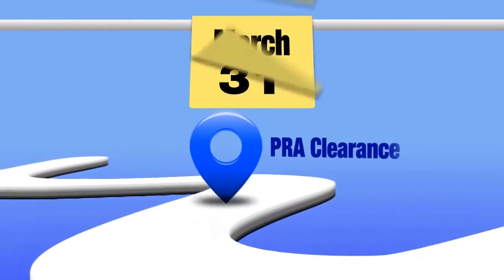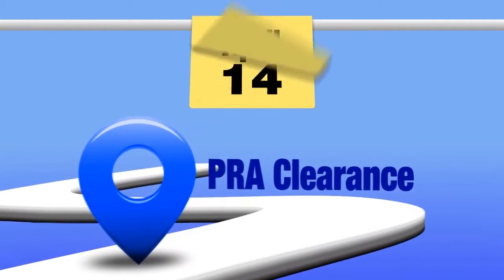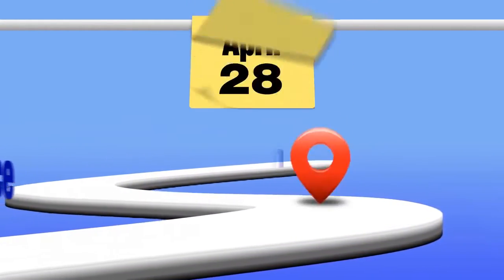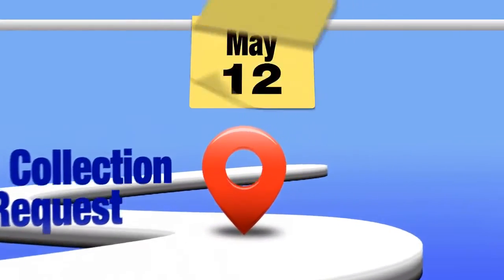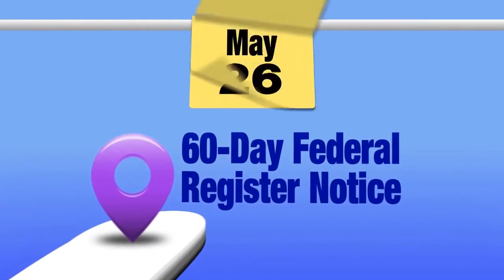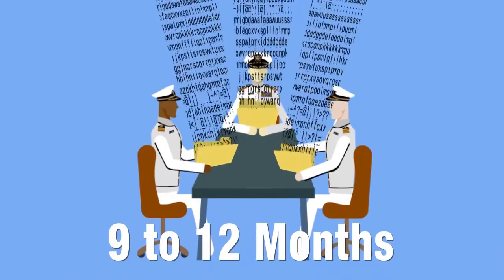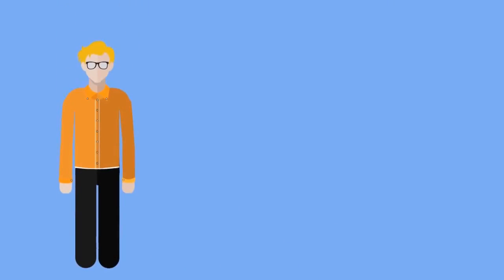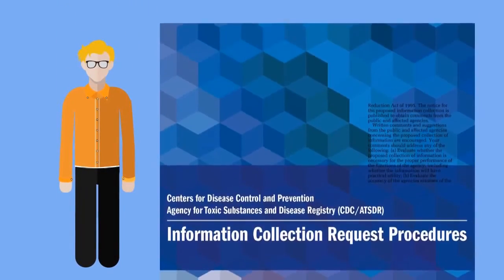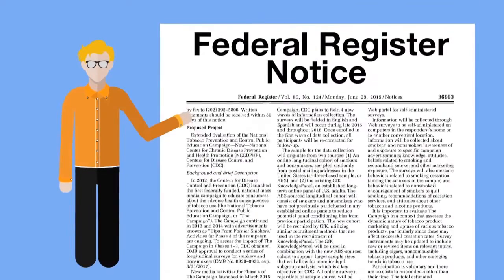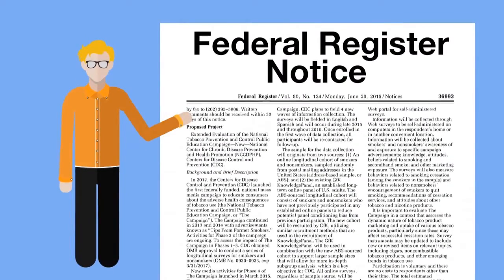Once it's been determined that your information collection project requires a PRA clearance, the next step is to draft an information collection request and use the information to draft a 60-day Federal Register notice for public review and comment. This should be done 9 to 12 months prior to data collection. If you aren't familiar with an information collection request or a Federal Register notice, your PRA contact can share examples and provide guidance to complete both drafts.